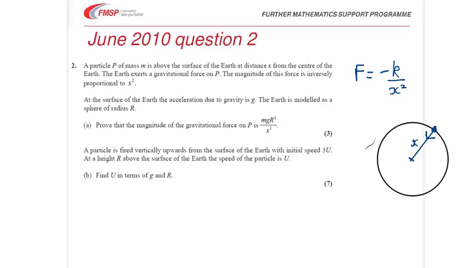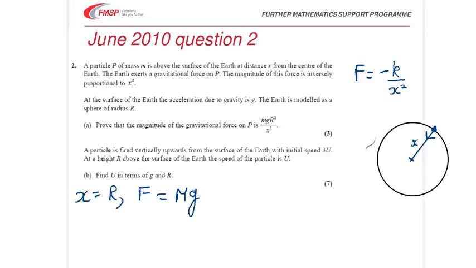Now, first of all, just for 3 marks, they want us to prove that the magnitude of the gravitational force is that expression. So what that means, if you compare that with mine, is we've got to find k. And this is something they ask fairly frequently. What we know, and they're actually spelling it out for us in the line just here, is that when x is r, the force on a particle of mass m is mg, because the acceleration is g.